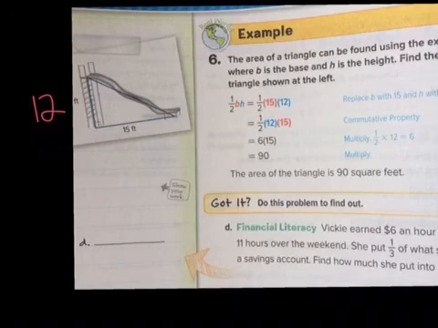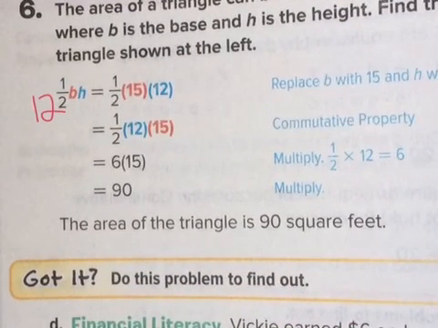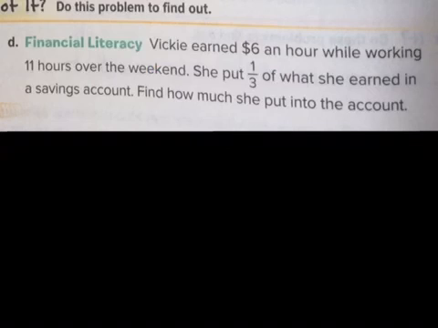And you can see that here. We're going to replace the base here with 15 and the height with 12. But we understand that it's easier to half the 12, so we're going to just change it around, use the commutative property. And now we have 12 times a half, which is half of 12, which is 6. There it is. And now I have 6 times 15, 90. See that?